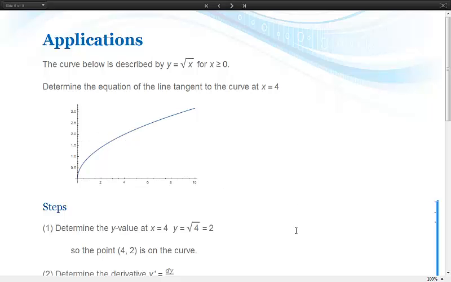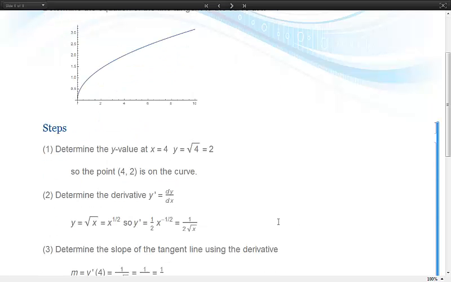The next thing is we use the derivative. We want to determine the derivative y prime, or dy dx. Well, y is the square root of x. That's the same as x to the 1/2. So the derivative is 1/2 x to the minus 1/2, or 1 over 2 times the square root of x, as we showed before. But now we have the derivative, we can use it to determine the slope of the tangent line.